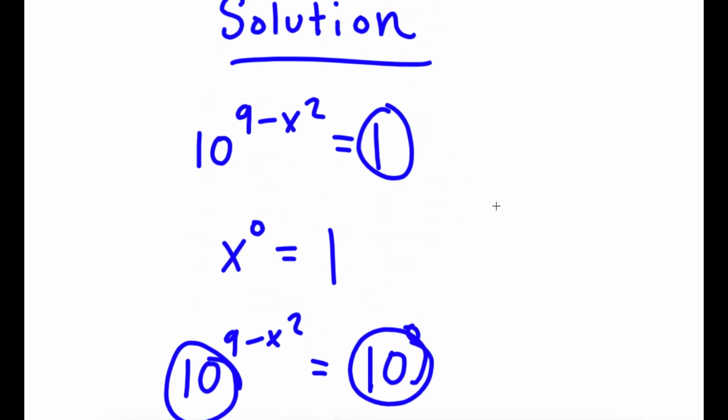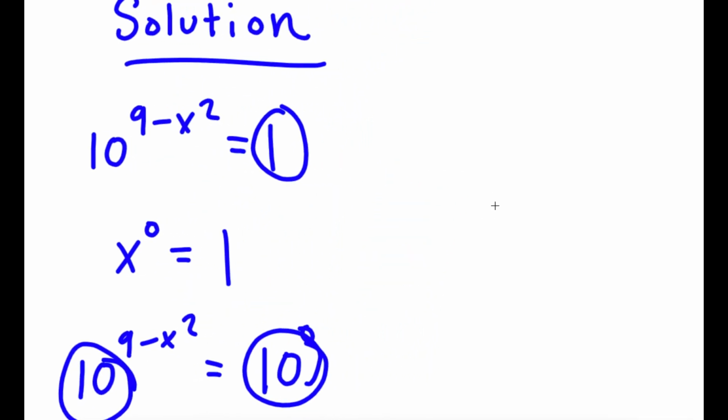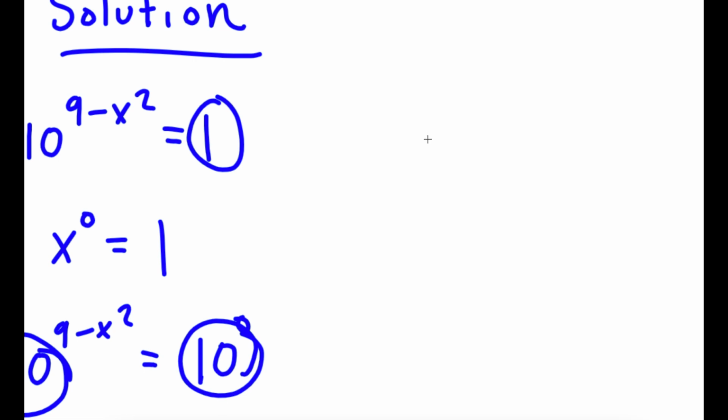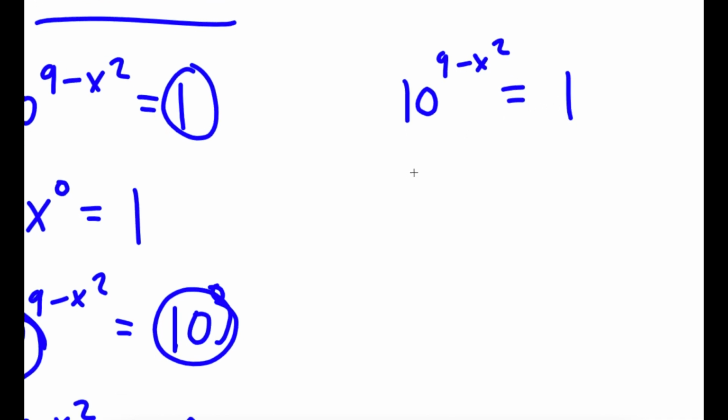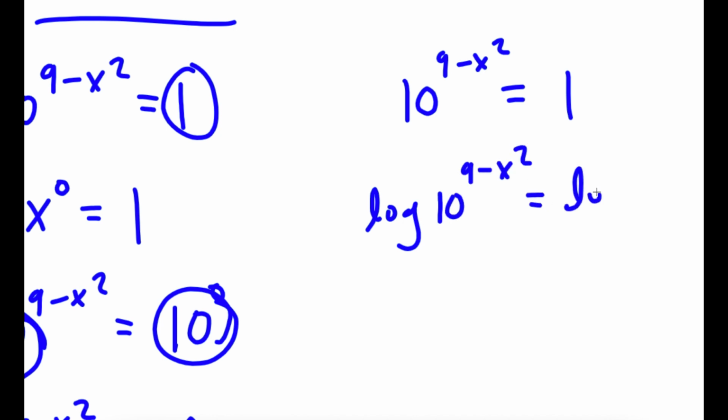So now I actually have another solution. So again, I have 10 to the power of 9 minus x squared is equal to 1. And this time I'm actually going to take the log on both sides. So I have log of 10 to the power of 9 minus x squared is equal to log 1.